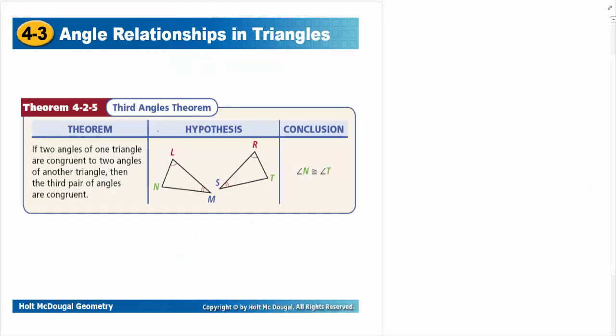All right, now we got another theorem. So there's a lot of theorems here. We got our third angles theorem. So this is not a corollary or anything. It says two angles of one triangle are congruent to two angles of another, then the third pair of angles are also congruent. Here's what that's saying. See here, I got two triangles that have two sets of congruent angles. Well, I got a third angle in both of these triangles as well. So that is going to be congruent to that.